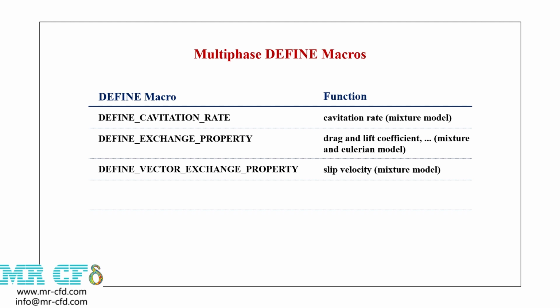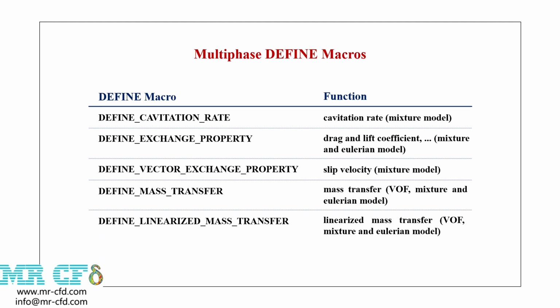The mass transfer macro, which is used to estimate the mass transfer rate between phases. This macro is used for all multiphase models including VOF, mixture, and Eulerian. The linearized mass transfer macro, which is used to estimate the mass transfer rate. This macro is also used for all multiphase models including VOF, mixture, and Eulerian.